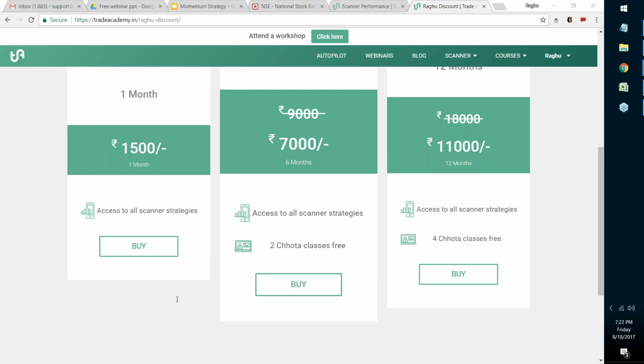Chetan is saying he needs something for trading F&O. So Chetan, if you subscribe to Scanner, you will actually get the momentum futures strategy. So you can basically subscribe for momentum futures. It is included.